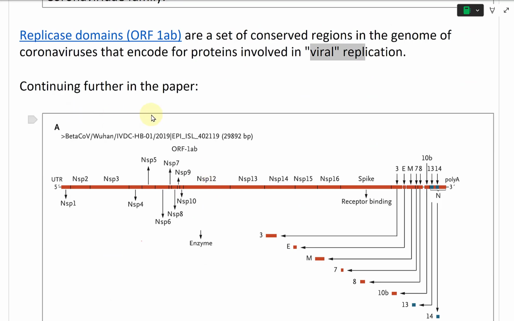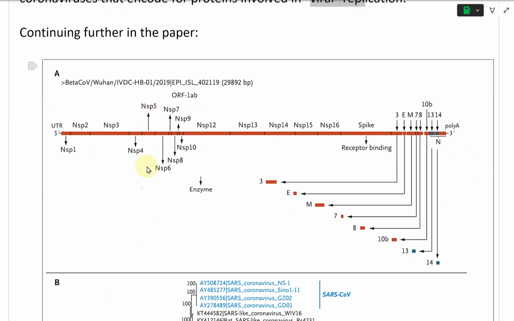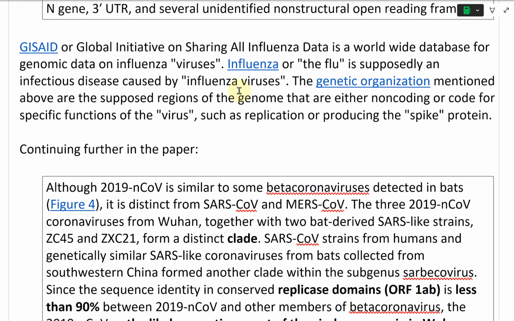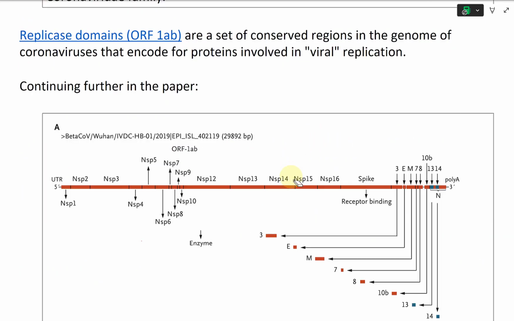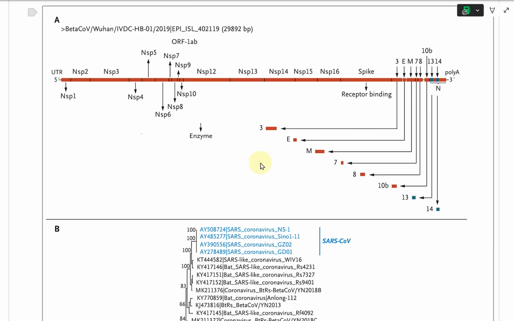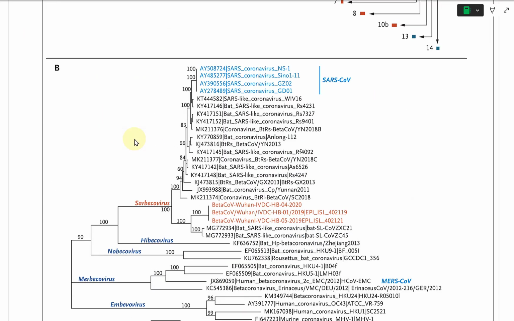All right, continuing further in the paper, and so here's how the whole genome setup looks like. So this is the beta CoV, this is the 402119 with 29,892 base pairs. Where's that number? Here, this is right here, 402119. And there's the base pairs all there. And there is the phylogenetic tree, and this is the beta one. This is the 2119 in red. So that's the one, and it forms it by itself. So it's different from all these other ones.